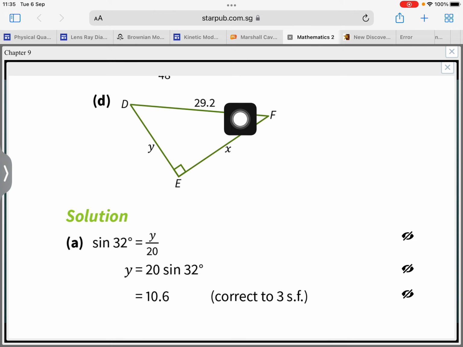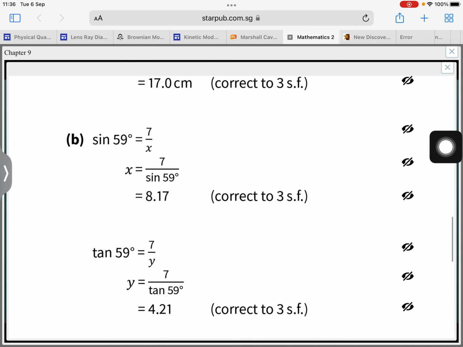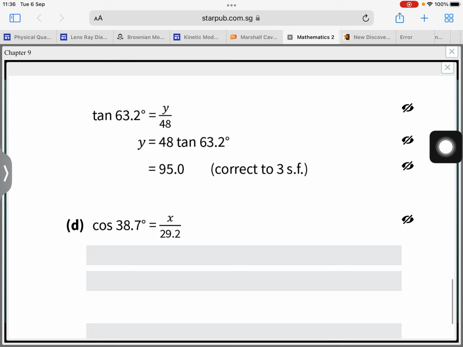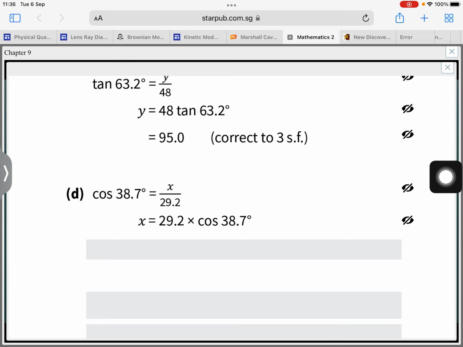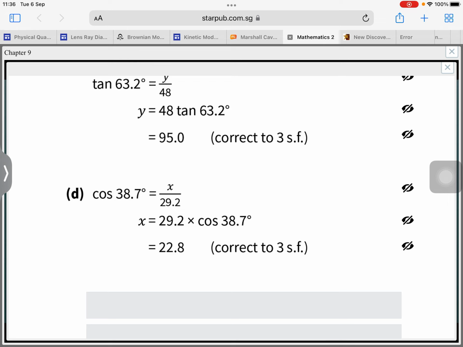So adjacent and hypotenuse, CAH, so there will be cosine. So cosine 38.7 will be equal to X over 29.2, because adjacent over hypotenuse. So X will just be simply 29.2 times cosine 38.7. Key into your calculator, you should get 22.8, corrected to 3SF. Make sure you have your units of cm.